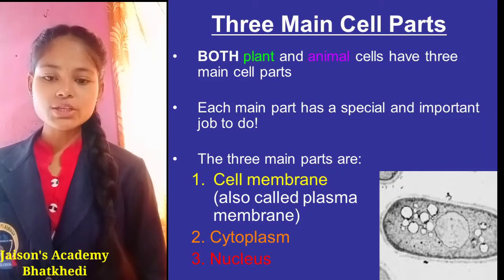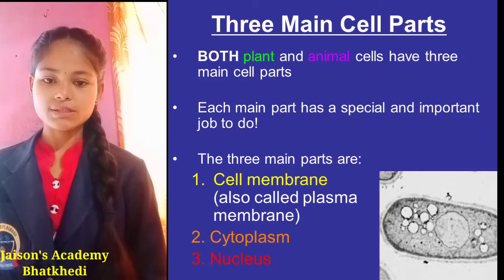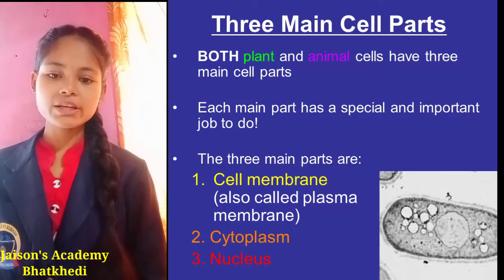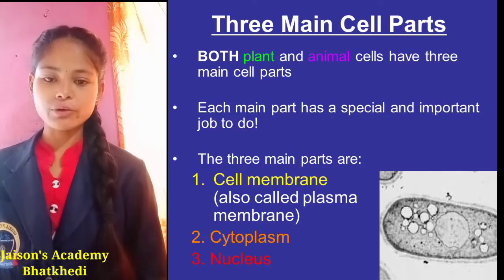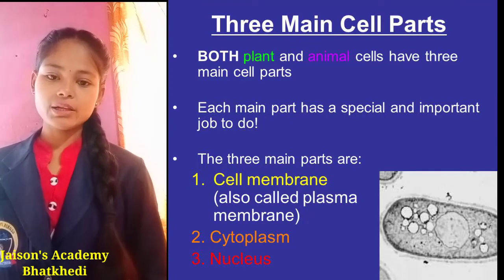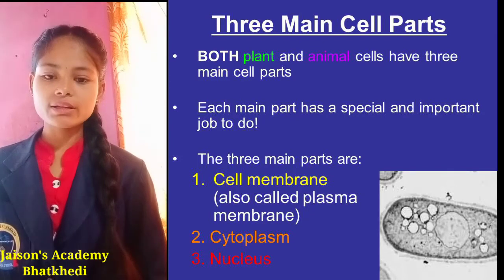Through which the exchange of various substances takes place. Inside it is present the liquid portion, which is called cytoplasm, and then the nucleus, which is also called the brain of the cell. Cytoplasm is a liquid material in which various types of organelles are present.